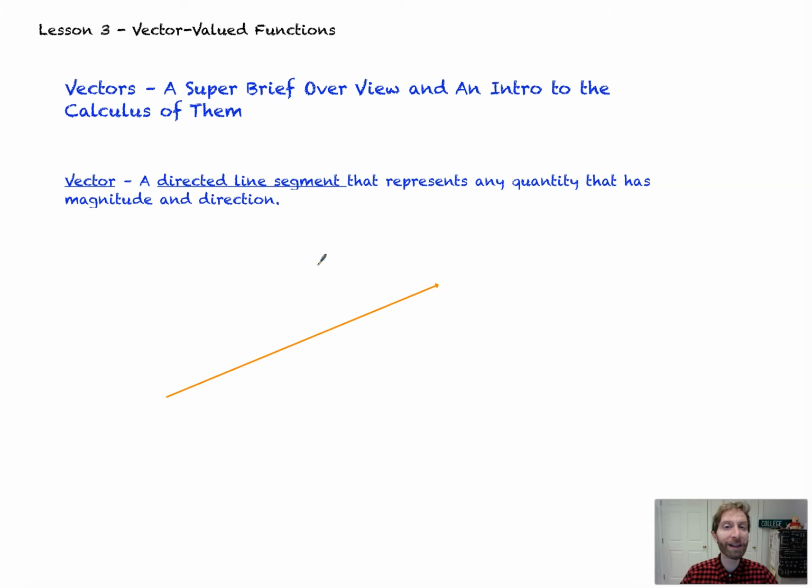Well, hey there! Here we go into lesson 3 where we're going to go over a very BC specific topic known as vector valued functions.